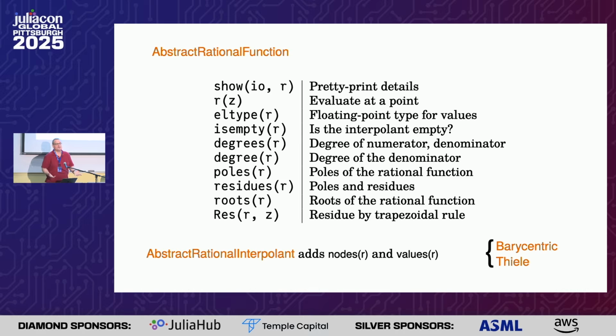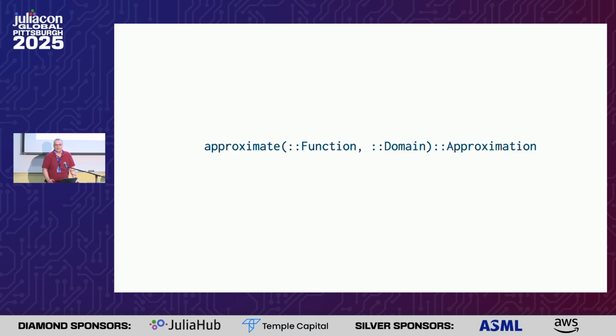You can construct those directly if you have a fixed set of nodes and values, or in the case of barycentric, you also have a set of test points that you want to specify. If you just want a one-off construction, you can do that. But to use these in an iterative fashion to build up a node set, you use this function approximate. So approximate requires two things from you. It requires data and a domain.